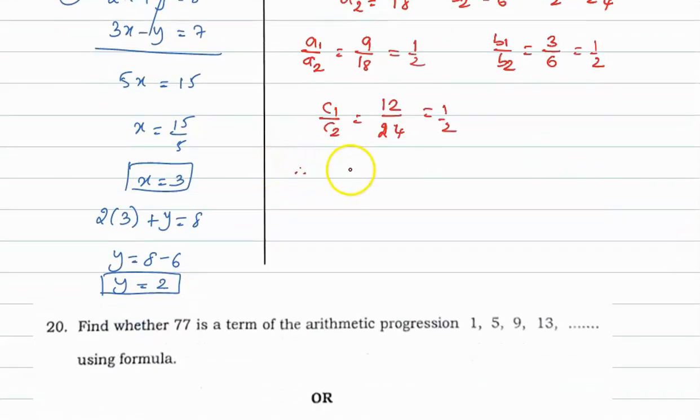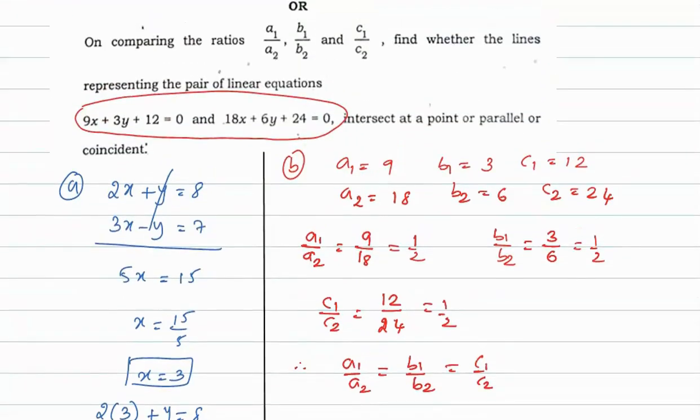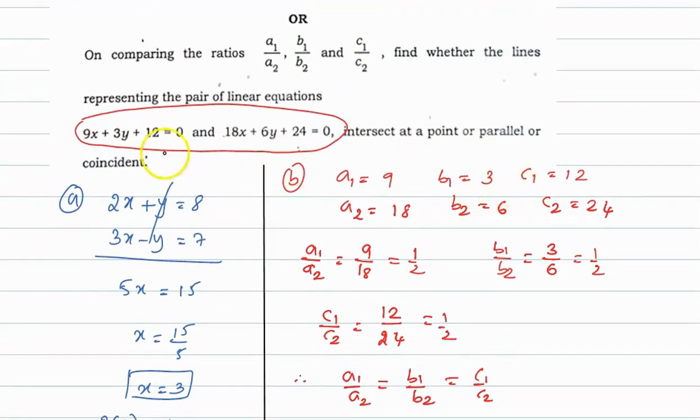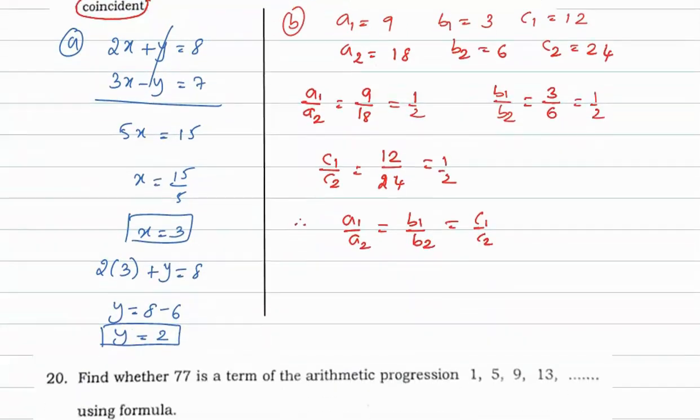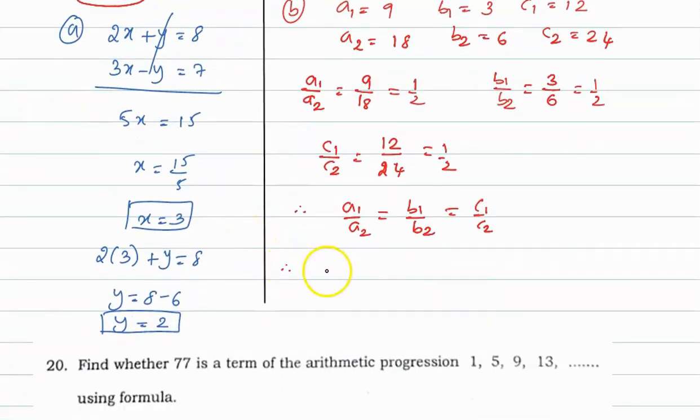That shows that A1 by A2 is equal to B1 by B2 is equal to C1 by C2. If this condition arises, whether it is intersecting, parallel or coincident, we all know whenever all the coefficients are proportional, it represents coincident lines. Therefore, the given pair of equations represents coincident lines.